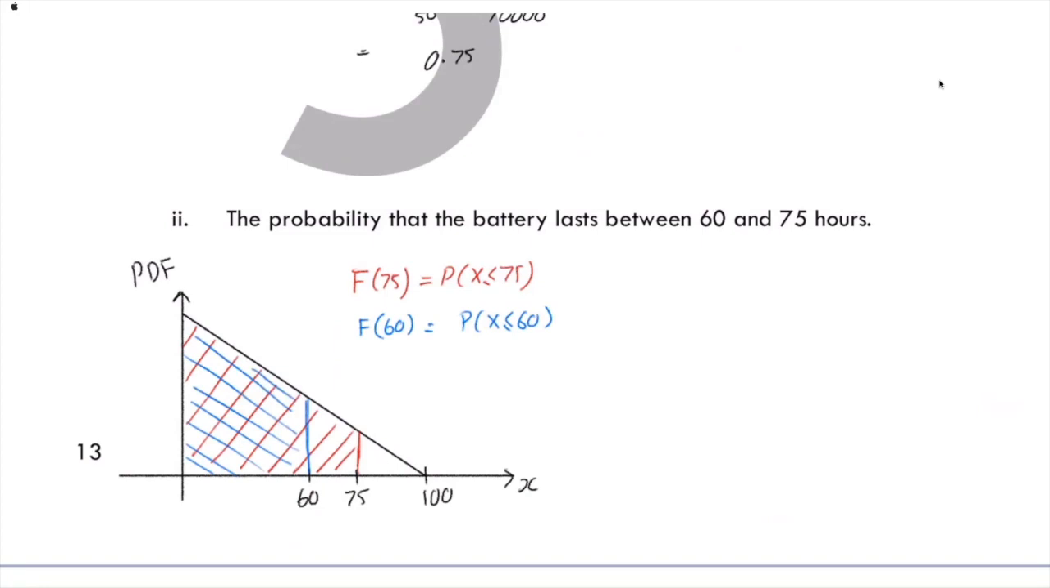Wait, but with this now, because we've got the CDF, do we just type in 75 into that and then minus 60? Is that all we have to do? Exactly. So if you want to find the probability that X is between 60 and 75, even if you just look at the areas under the curve, how do you get that area? You get it by taking F of 75 minus F of 60.